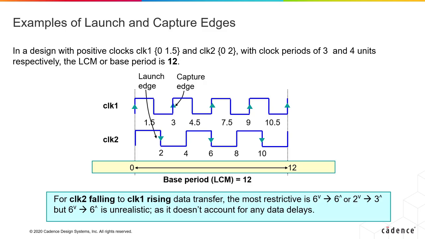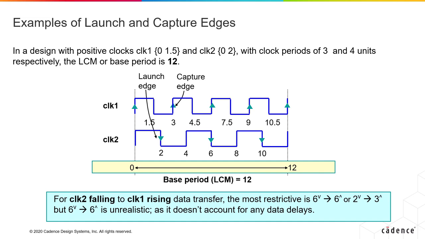Let's look at an example with multiple clocks. If you have clocks with periods of 3 for clock 1 and 4 for clock 2, the LCM of the clock periods is 12. First, align the leading edges of the clocks at 0. Since both are positive clocks, we align the rising edges, which also happen to be the leading edges, at 0. Then we unroll the clocks up to 12 units.